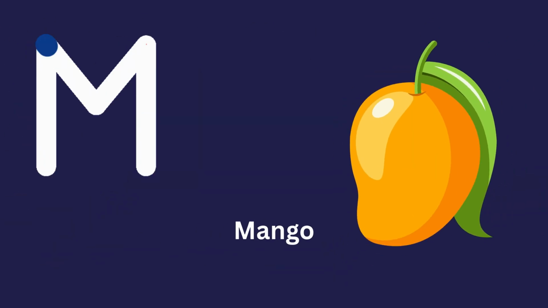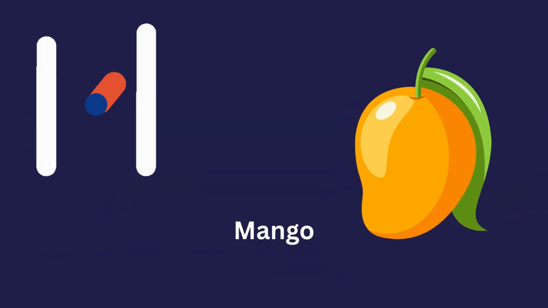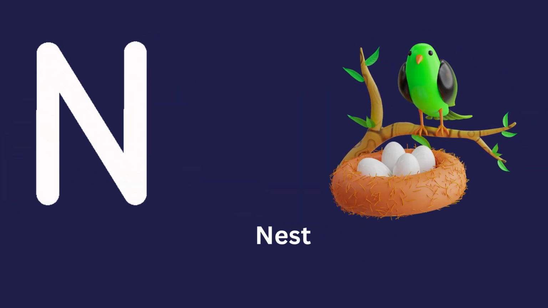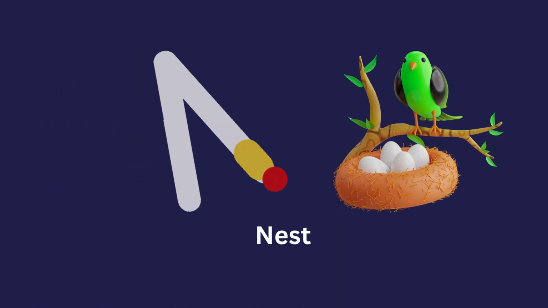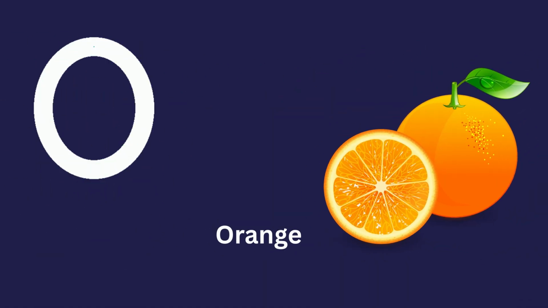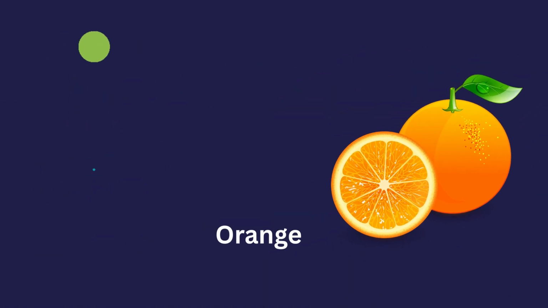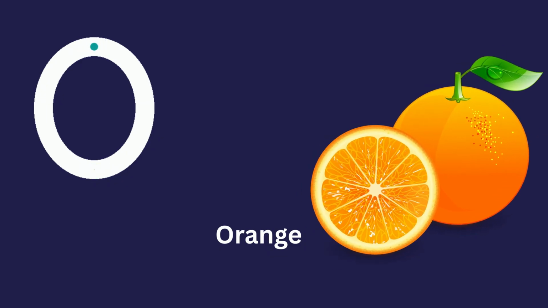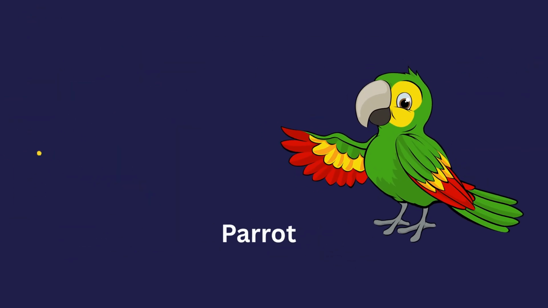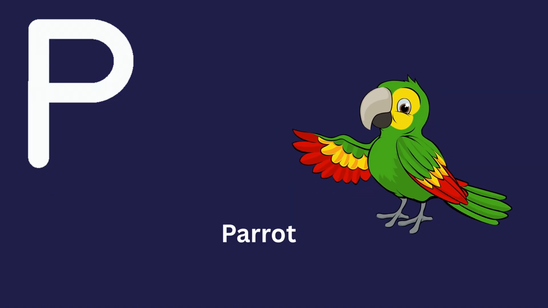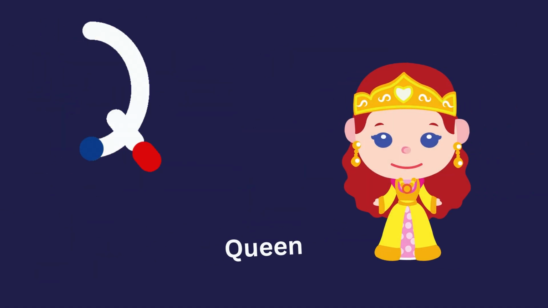M is for mango. N is for nest. O is for orange. P is for parrot.